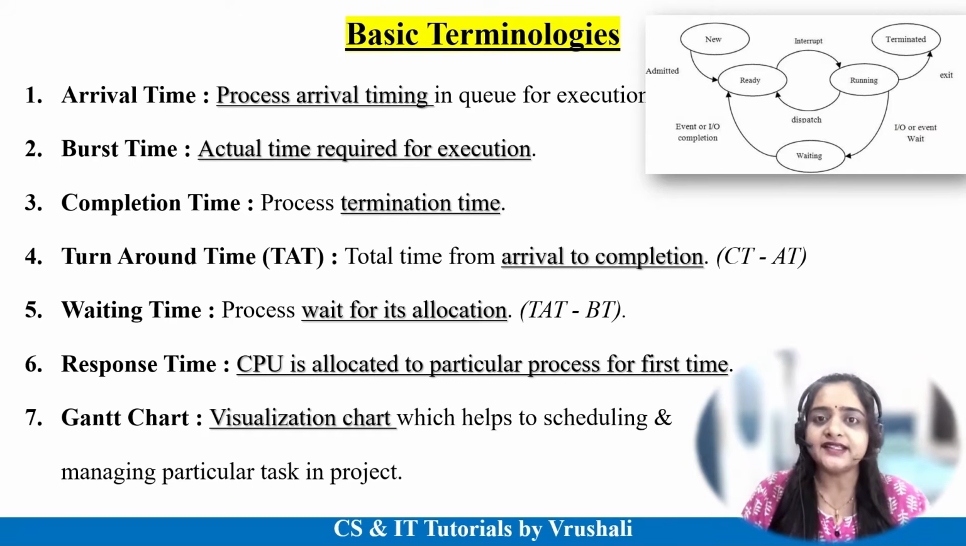And at the end, there is the Gantt chart. A Gantt chart is a visualization chart. Basically, this chart displays each and every detail about the process, meaning process arrival time and process completion time. It shows every detail in a visualized manner. That's why the Gantt chart is one of the most important things while solving examples in CPU scheduling. So let's see how to solve the example.